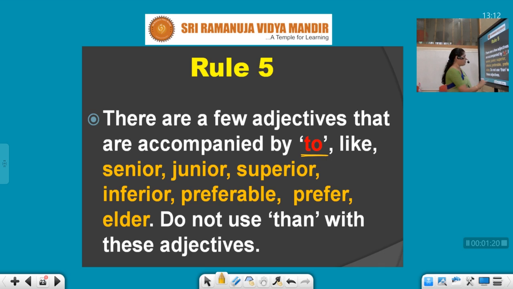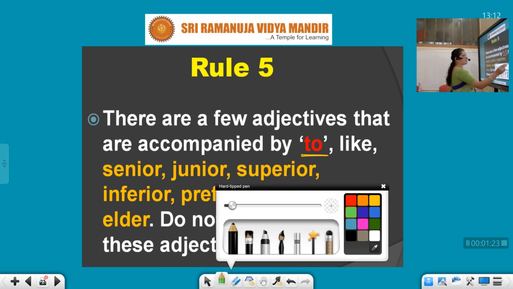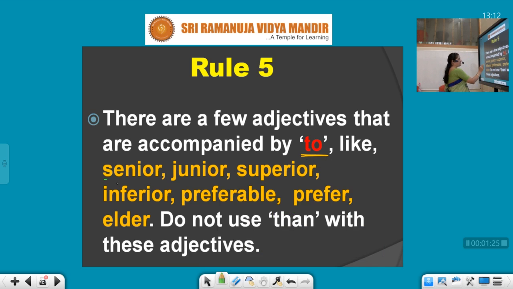So students, there are some words which will not take than, like senior, junior, superior, inferior, preferable, prefer, elder. Whenever you come with these words, you are not supposed to say, he's senior than me, he's junior than me. They are grammatical mistakes. But instead you have to say, he is senior to me, junior to me.